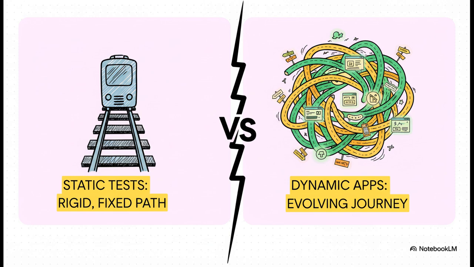On one hand, you've got our tests, which are totally static. They follow this rigid, step-by-step script, kind of like a pre-printed map. But then you look at our apps, they're incredibly dynamic. They've got content that changes for every user, feature flags, different roles. It's like trying to navigate a city that's constantly under construction using a map you printed last year. It's just a recipe for failure.